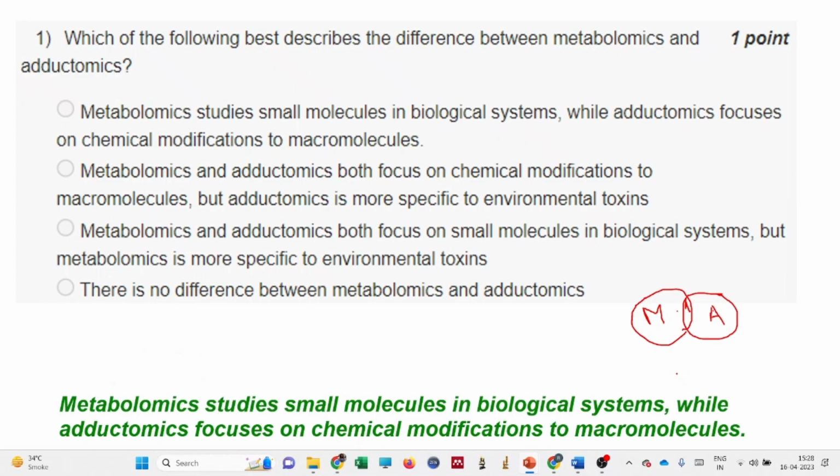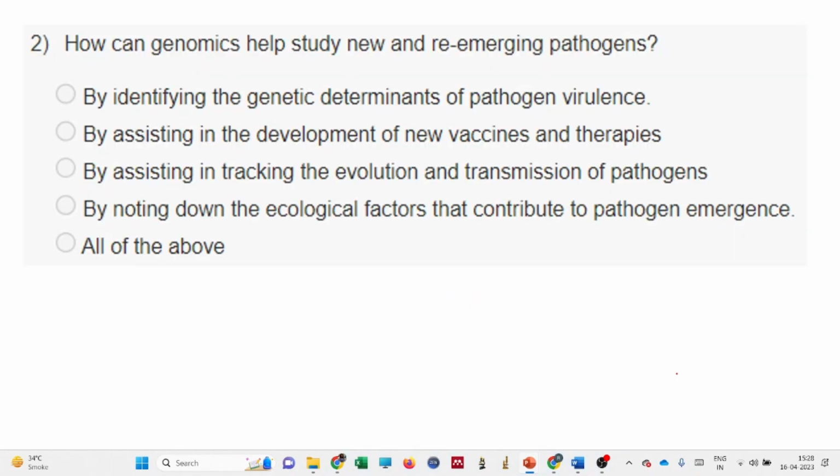So yes, the first answer is correct. You were correct. So we'll move on to the next question. How can genomics help study new and re-emerging pathogens? So these are the four options. What do you think is the correct answer?